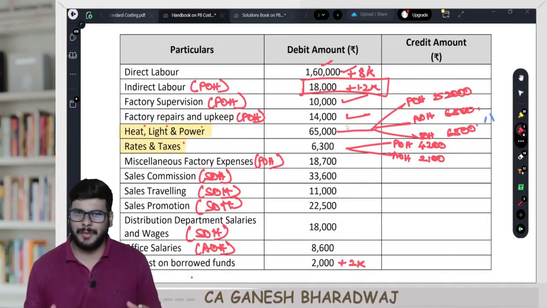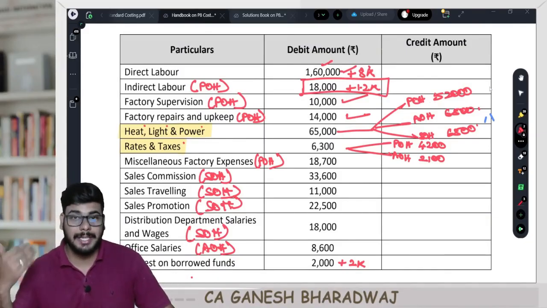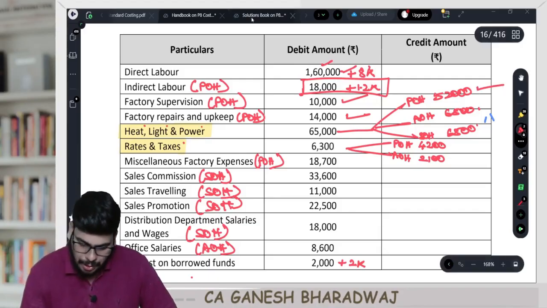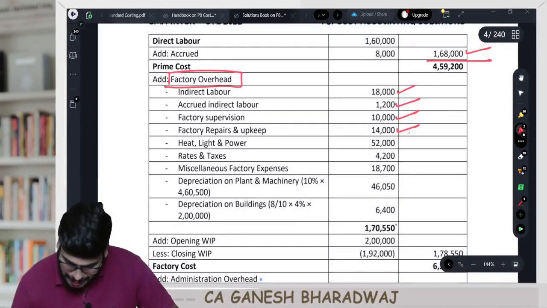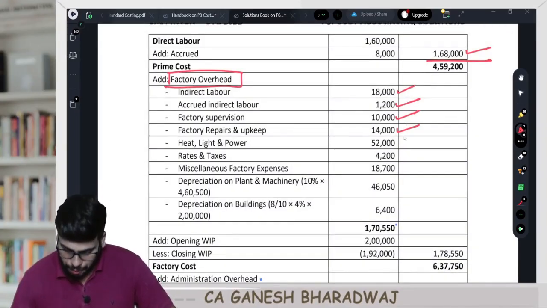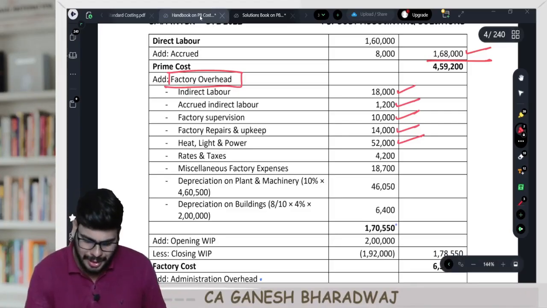Then you have heat, light and power, 65,000. However, the entire 65,000 is not factory oriented. Only 8/10 of it. So 8 by 10 into 65,000 is 52,000 rupees. That alone is your production overheads, the factory heat, light and power attributable to your factory, 52,000 rupees. Are you clear with this, guys? See, all the figures, you just need to keep adding it up.